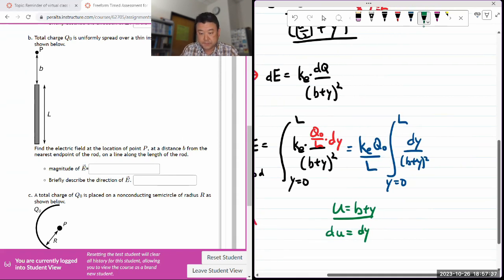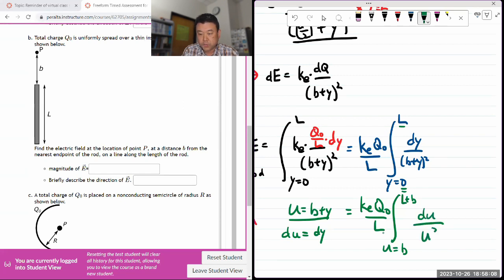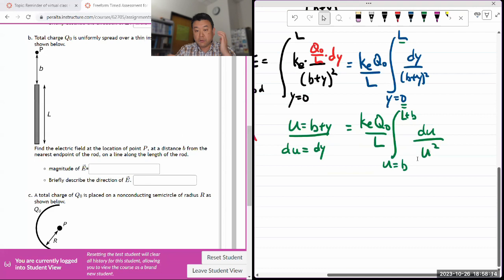So let me actually change the line here. You can say k Q naught over L. And with the u substitution, the thing you have to remember to do is change your limits. As I change my variable to u, I have to plug in what y is and change the limits from b to L plus b. And dy will just become du, over u squared. Now this is a simple power formula, so I know the antiderivative of that.